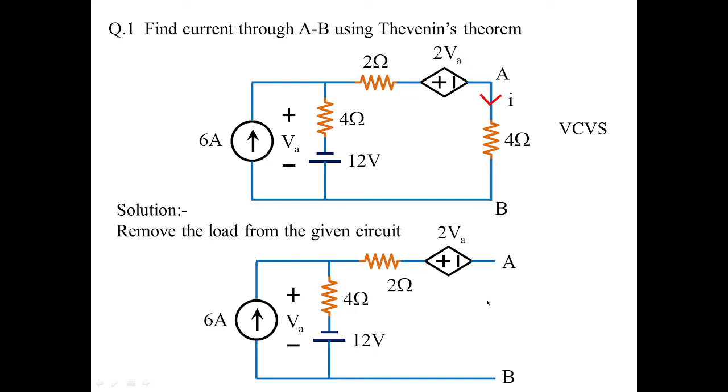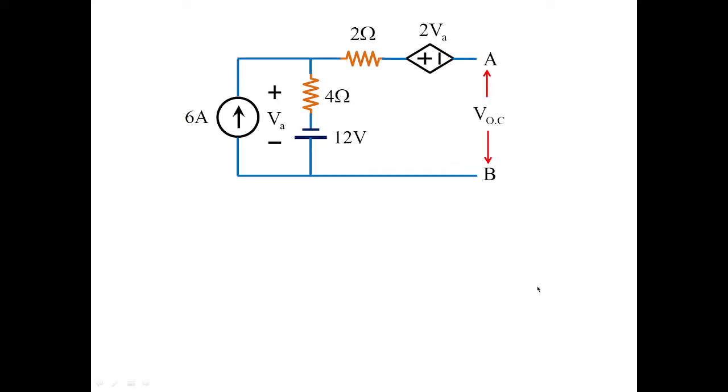So here we need to find two parameters: open circuit voltage and Thevenin's resistance. Open circuit voltage is also called Thevenin's voltage, and Thevenin's resistance we need to find. So these 2 points we need to find across AB. So let us start the problem with the open circuit voltage or Thevenin's voltage. Here we need to find it. As I told you, this becomes a dummy resistance.